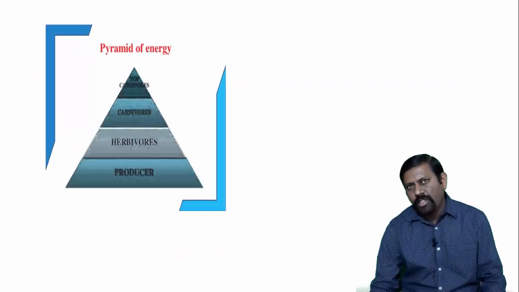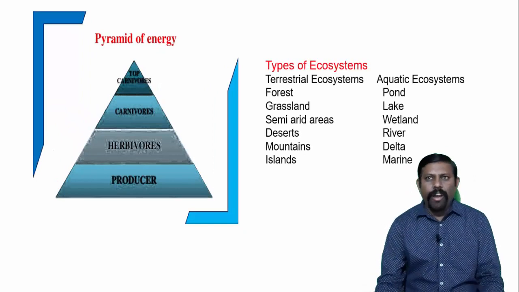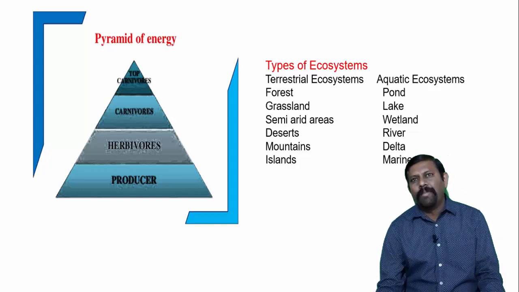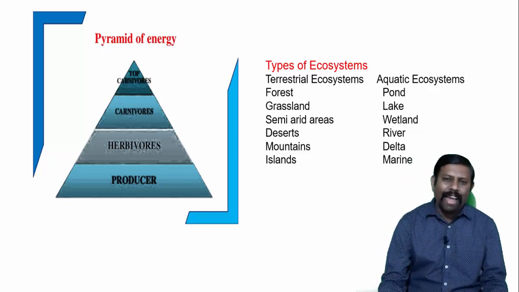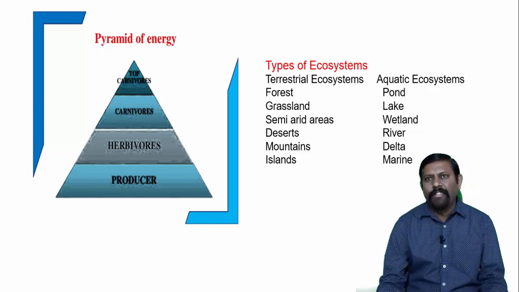So the types of ecosystem: the terrestrial ecosystem and the aquatic ecosystem. Terrestrial ecosystems include forest, grassland, semi-arid areas, desert, mountain and islands, and aquatic ecosystems include pond, lake, wetland, river, delta, marine, etc.